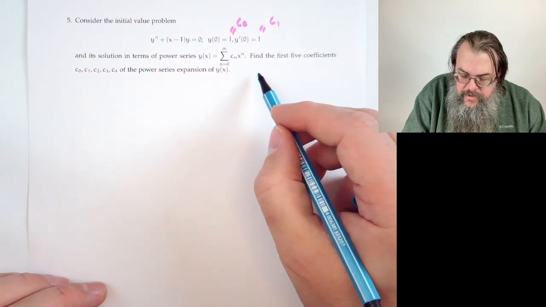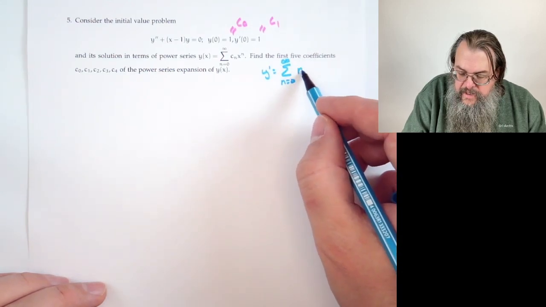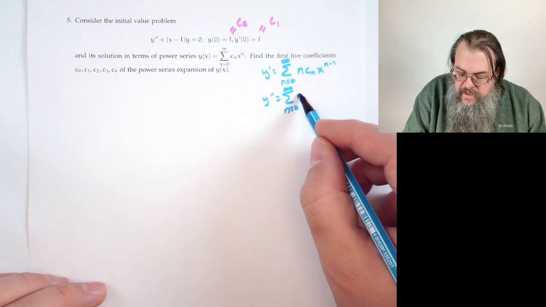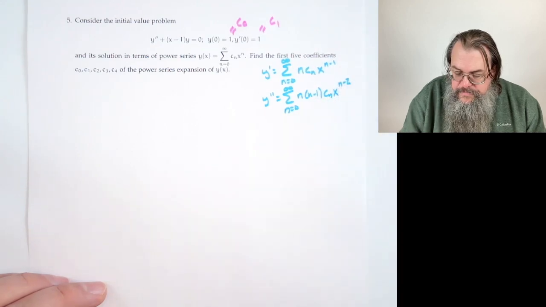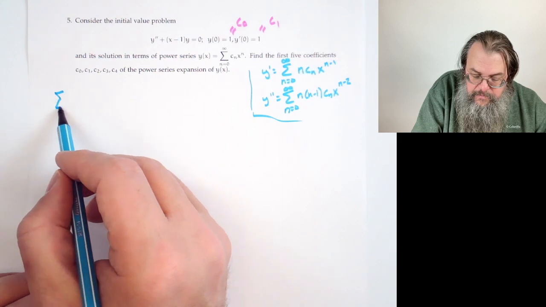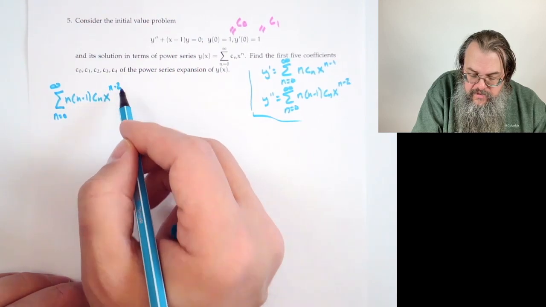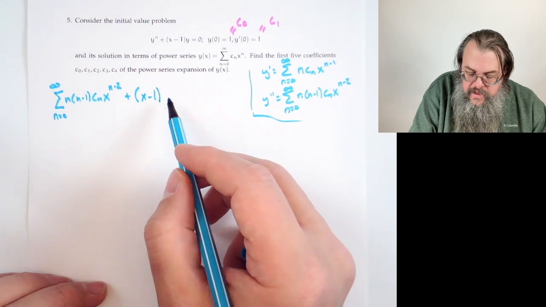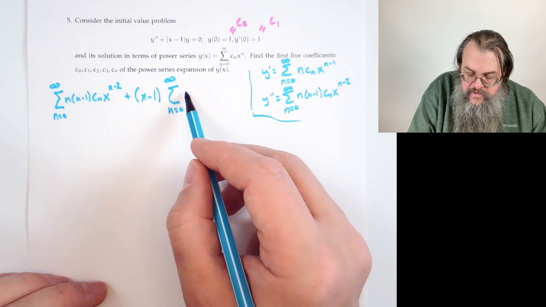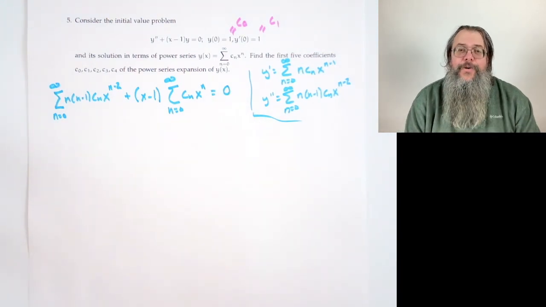We'll need some notes. We know that y prime is the sum from 0 to infinity of n c_n x to the n minus 1, and y double prime is the sum from 0 to infinity of n times (n minus 1) c_n x to the n minus 2. Okay, so y double prime, we copy it down: the sum, n equals 0 to infinity, n(n minus 1) c_n x to the n minus 2, plus (x minus 1) times y, which is the sum, n equals 0 to infinity, of c_n x to the n, equals 0. All right, there we go. We are on our way.